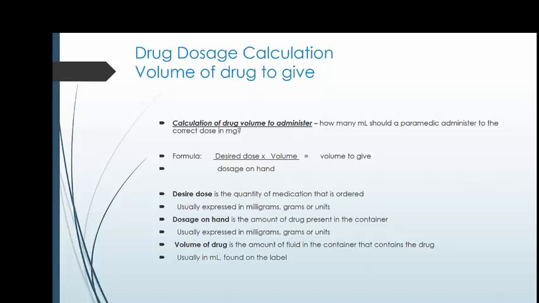For this formula, we're going to use desired dose times volume divided by your dosage on hand. This will always work. Your desired dose is how much drug you're giving. This is your ordered drug, in units, grams, milliequivalents, milligrams, micrograms, whatever the drug amount is. Your dosage on hand is how much drug is in the container you're taking the drug from, also usually expressed in milligrams, milliequivalents, grams, units, whatever. Volume is the amount of fluid in the container that contains the drug. This is usually going to be milliliters, and it's found on the label. We'll look at a few labels in a few minutes.